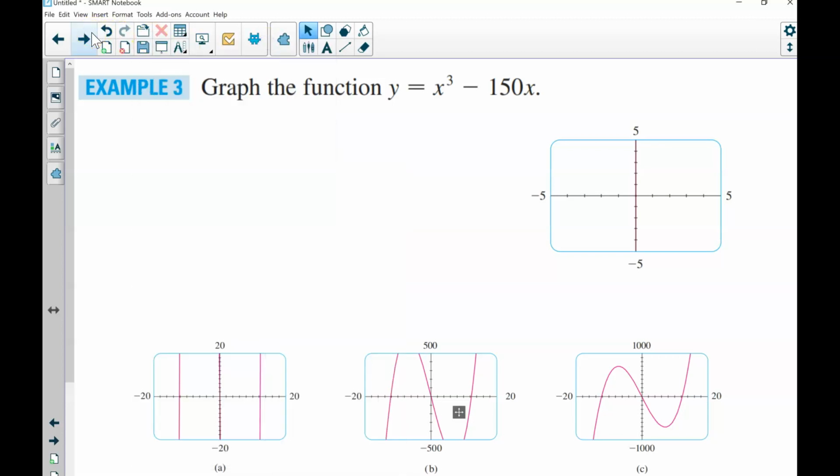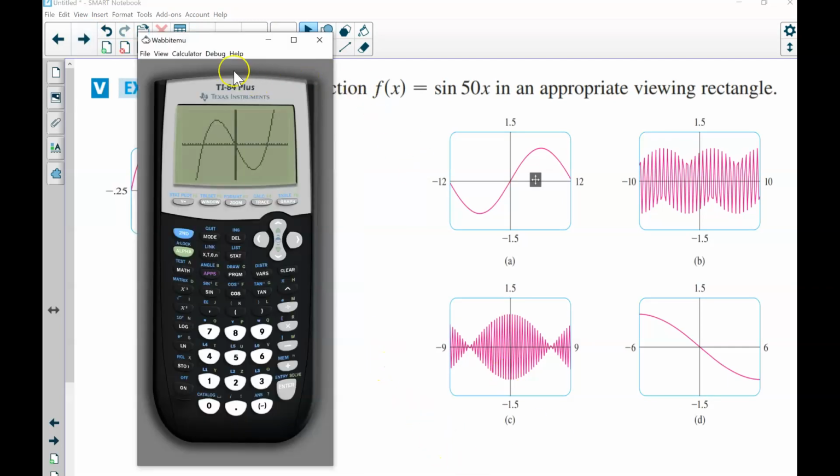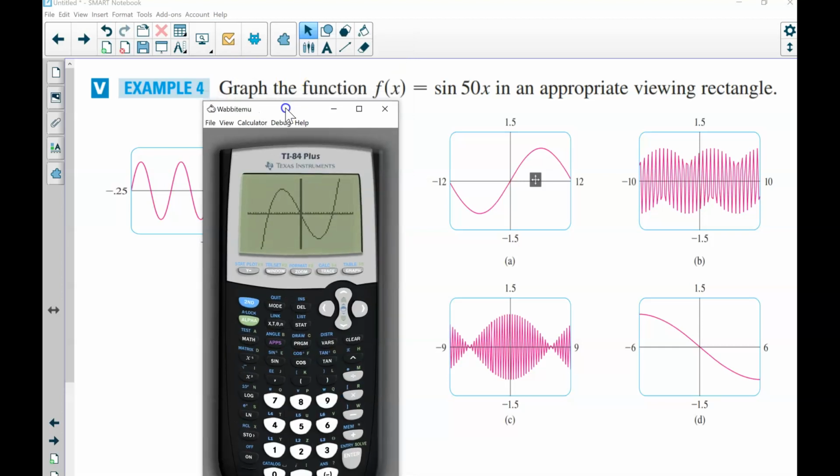All right, let's go to example 4. Okay, now for example 4, we have a function, and this function is sine of 50x. So let's go ahead and put that in here. So we have the sine of 50x. I'm going to put the window in. We're first going to put in -12 and 12 for our x min and x max, and then -1.5 for the minimum, and then 1.5 for the maximum.